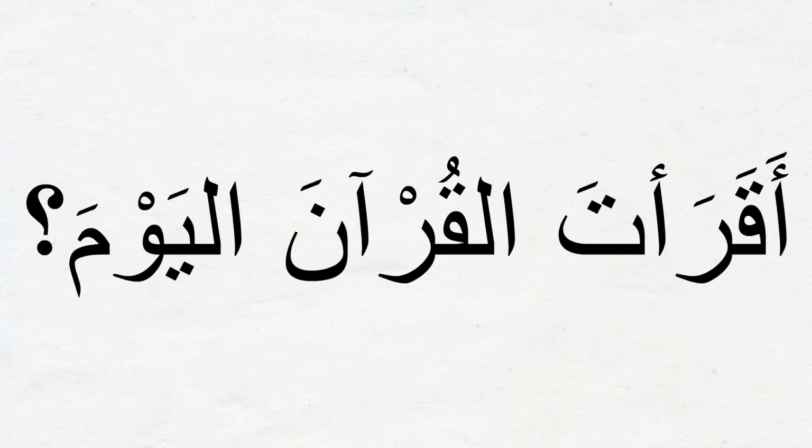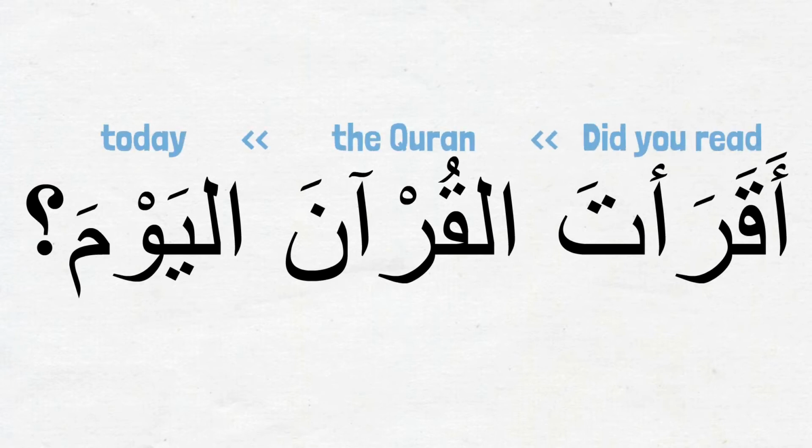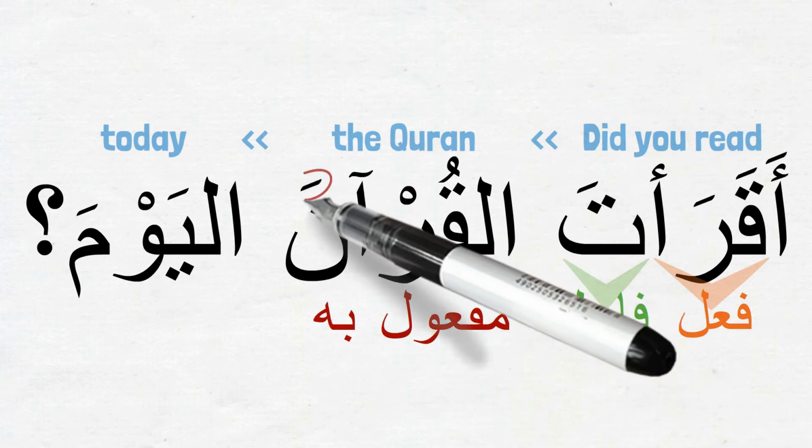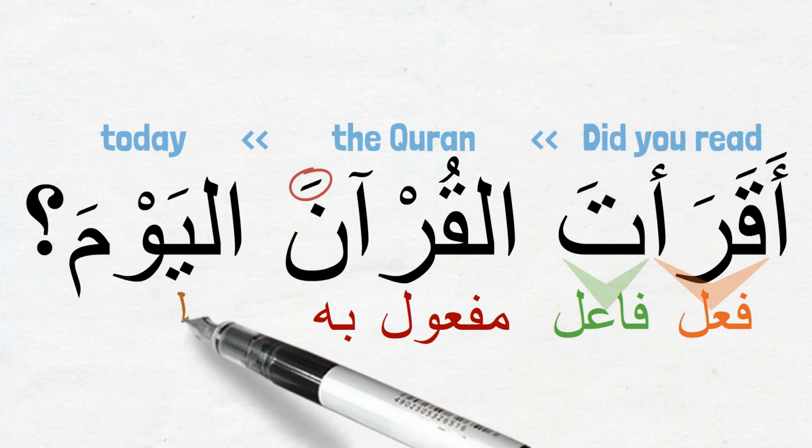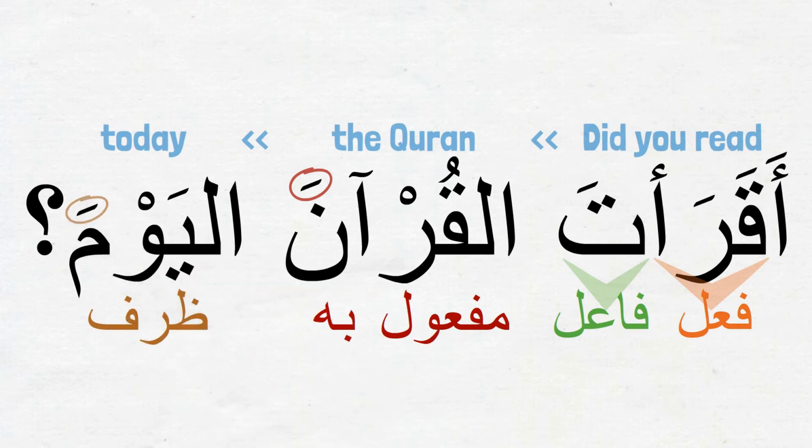Another example sentence with قرأ is أقرأت القرآن اليوم? Did you read the Quran today? قرأت contains both the فعل and فاعل. The فاعل is ضمير تاء, which is مرفوع اسم. And القرآن is the مفعول به, and it is منصوب اسم. اليوم is ظرف, which as we know is also منصوب اسم.